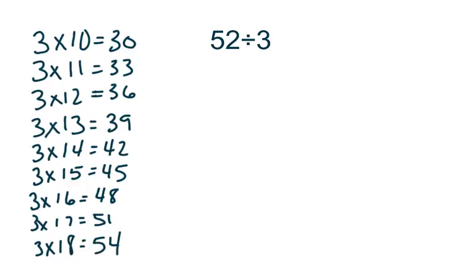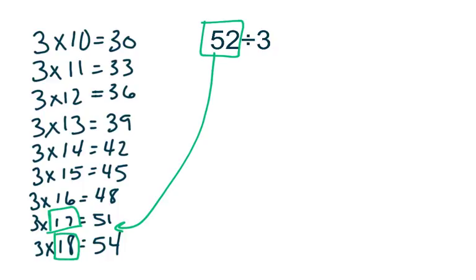And I found my sandwich. My 52 fits right between 51 and 54. I'm going to put a box around my two factors of 17 and 18. And those two numbers are going to be what my actual quotient falls between.